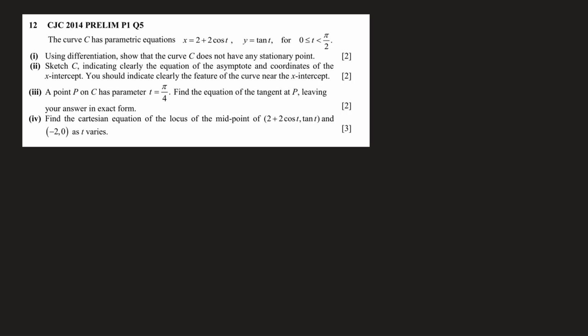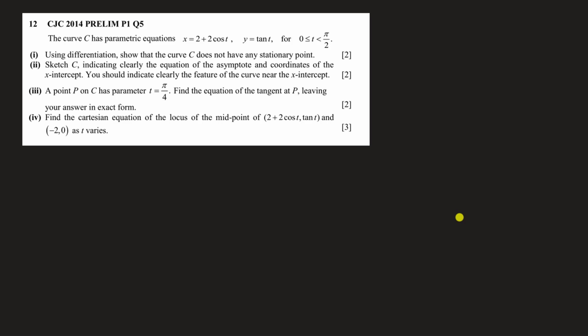In this second video of differentiation, we're going to talk about parametric equations, and we will do a quick revision on what a parametric equation actually is in the first place, okay? So let's take a look at this question, and we will revise along the way. The curve C has parametric equations x equals 2 plus 2 cos t, and y equals tan t for t between 0 and pi over 2.